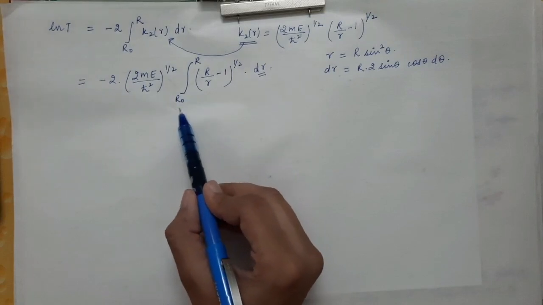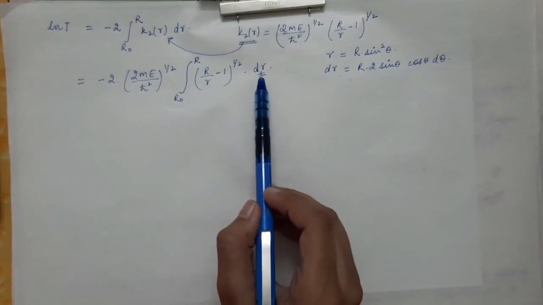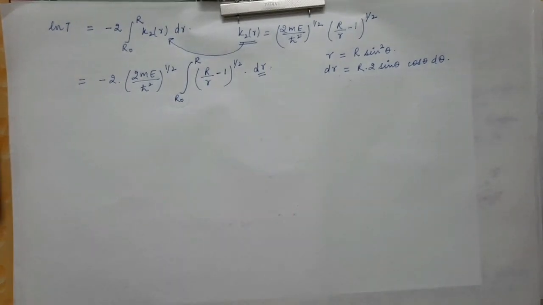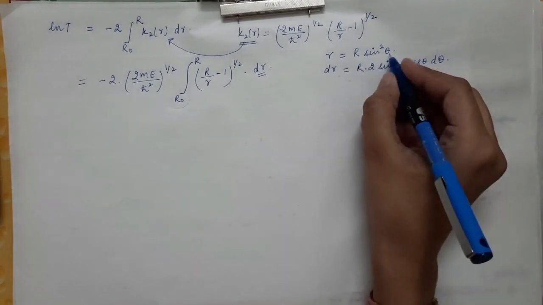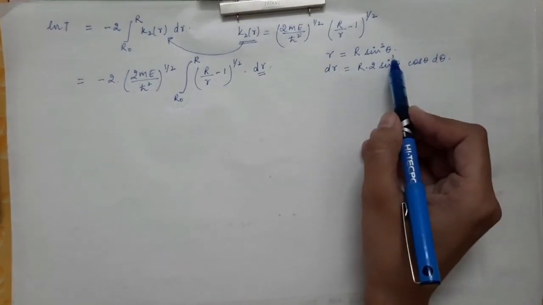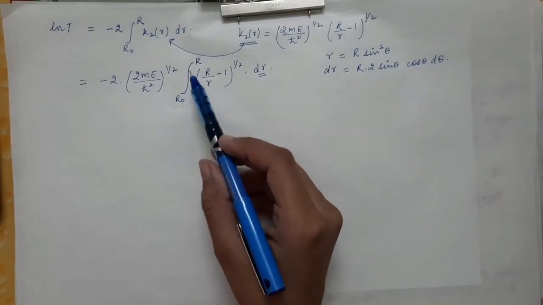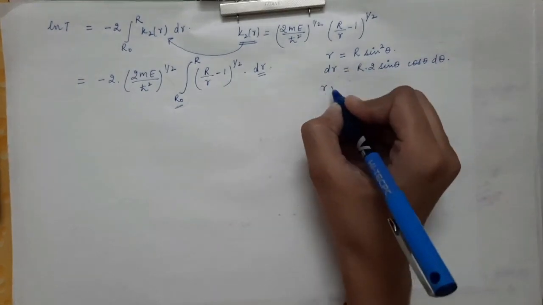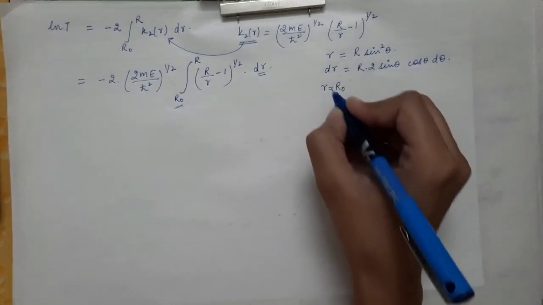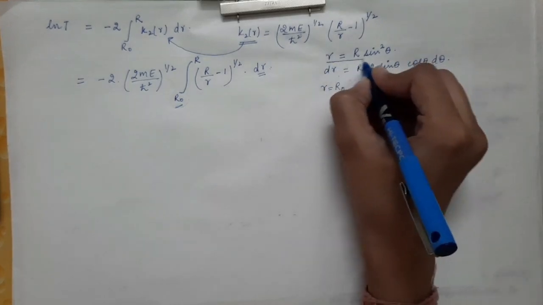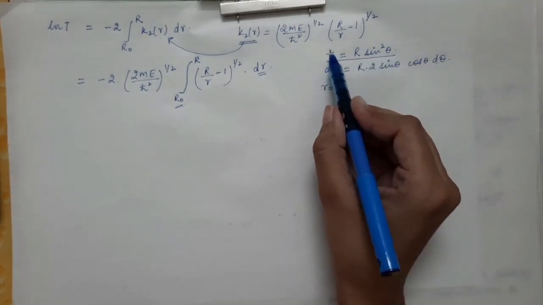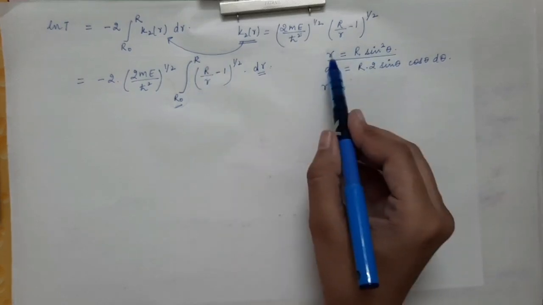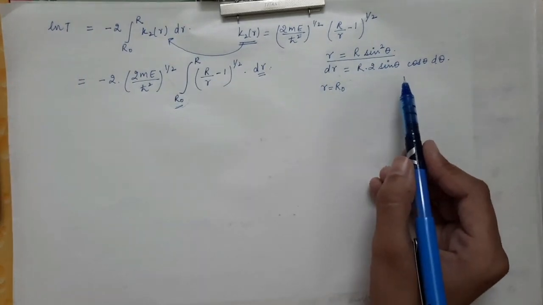Now here, these are the limits of r. The r varies from r naught to capital R. Now what will be the limits of theta? Because we have substituted r in terms of theta, now we have to use the limits of theta. To find the limits of theta, the lower limit of r is capital R naught. So in this equation, first you will put r equal to capital R naught and you will get the lower limit of theta, and then you will put r equal to capital R and you will get the upper limit of theta.